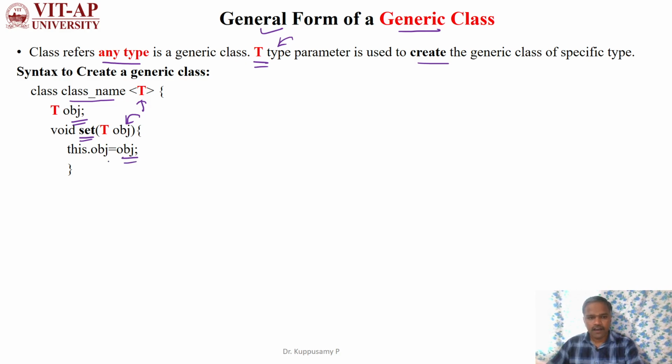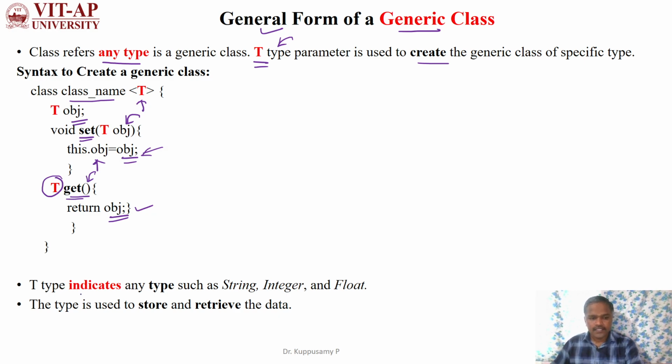Then for that object, if I want to assign any value, I can use the set method to assign the value to this particular object. Likewise, if I want to access the value of the object stored here, I can use the get method. The type is represented with the type variable. That may be string type, float type, character type, or integer type. So any type can be accessed through this method, and it is returning the value of obj.